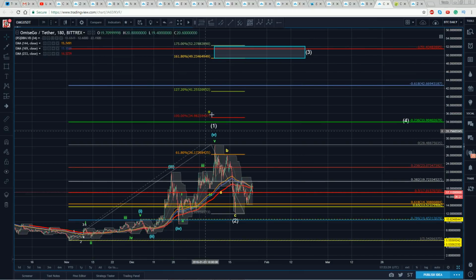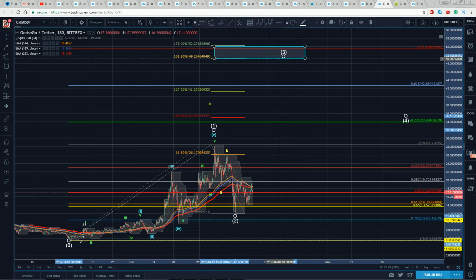Now, note what's happening along the way. Here's the first algo target, very close to the 100. Why do we care about the 100? Because in Elliott wave, as I've mentioned before, the third wave doesn't have to be the longest wave. It just can't be the shortest wave.